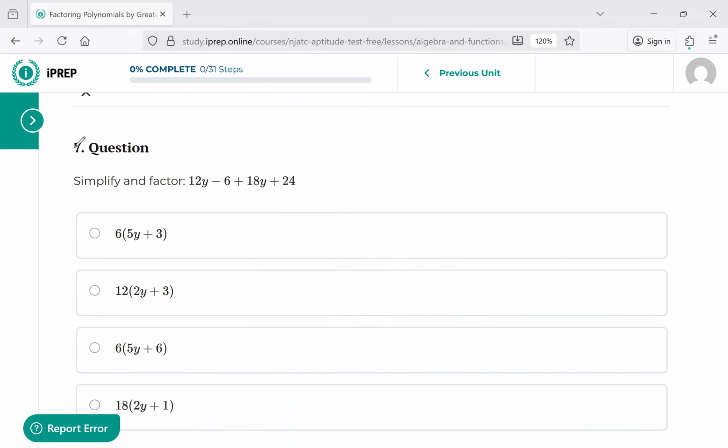Okay, let's move on to question 7. Simplify and factor. Like the first one, we have to first simplify, then we may factor. So let's start with our letters. We have a 12y and an 18y. What is that going to be? 30y. Okay. Now what about our constants? Our constants are -6 and 24. What is that going to be? 24 and -6 is 18.